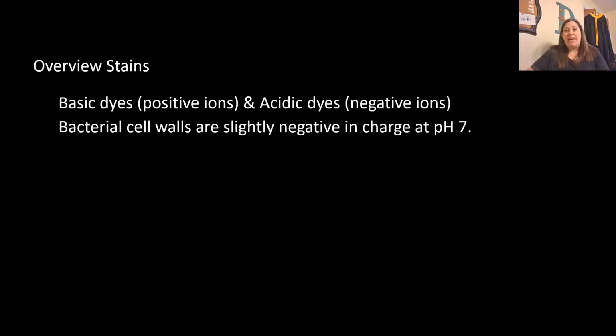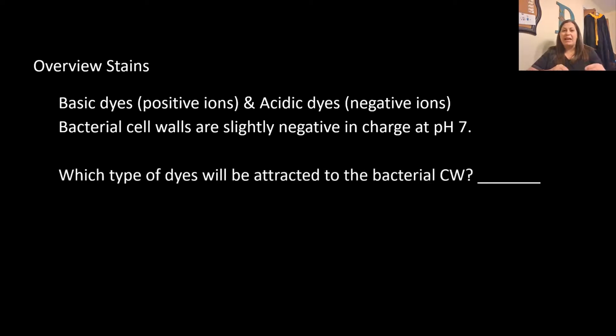Now, some overview of some stains. We see that we can use some basic dyes like positive ions and also some acidic dyes like negative ions in order to stain different types of organisms or specimens. Bacterial cells, however, have a slightly negative charge at about a pH of 7, and since they have that slight negative charge, which type of dye would be attracted to the bacterial cells? Now remember, back when we talked in the chemistry chapter, what attracts? Opposites attract. So if the bacterial cell wall is slightly negative, we need to use a positive dye, or what we call a basic dye.